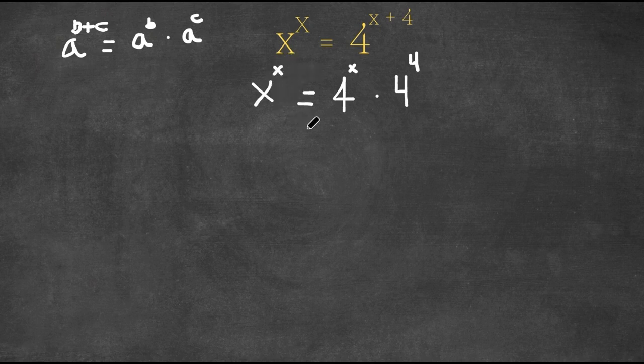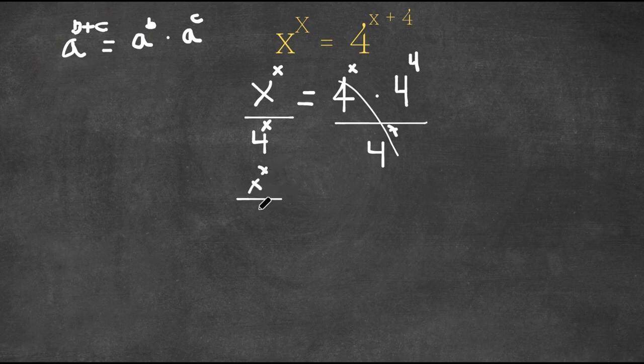Now what we're going to do is divide both sides by 4 to the power of x. If we divide this side by 4 to the power of x, then what we do on one side, we have to do on the other side. So we're going to divide this side by 4 to the power of x. And these two cancel out, so we're left with x to the power of x over 4 to the power of x equals 4 to the power of 4.